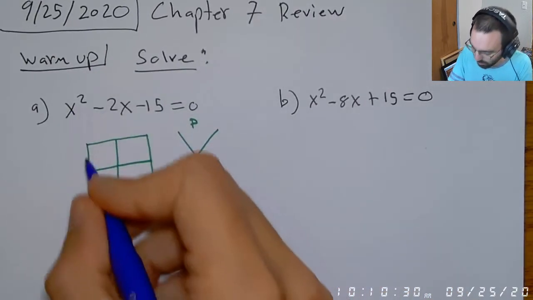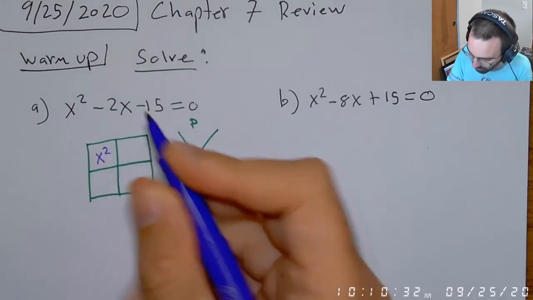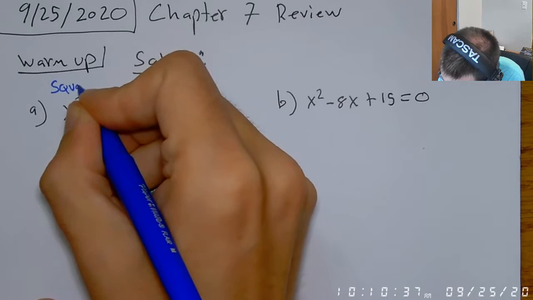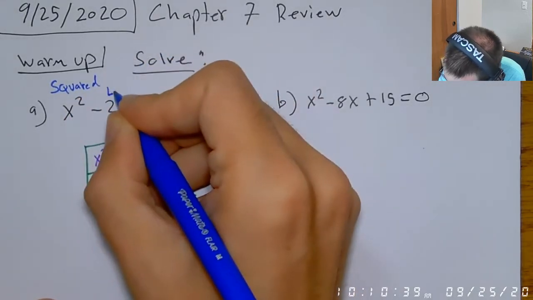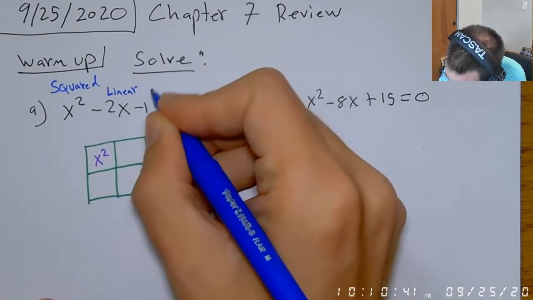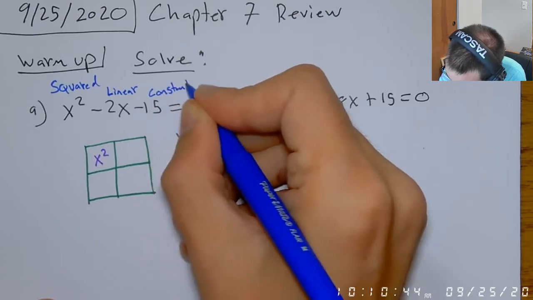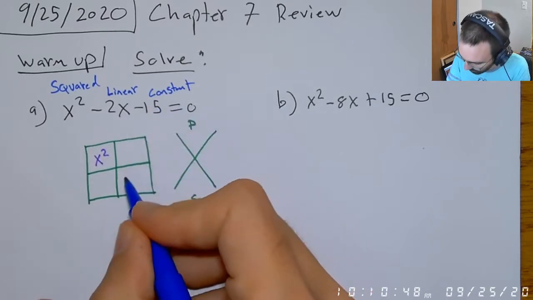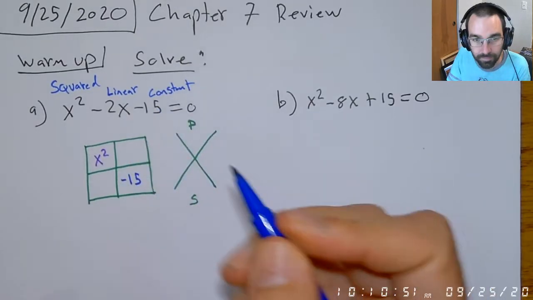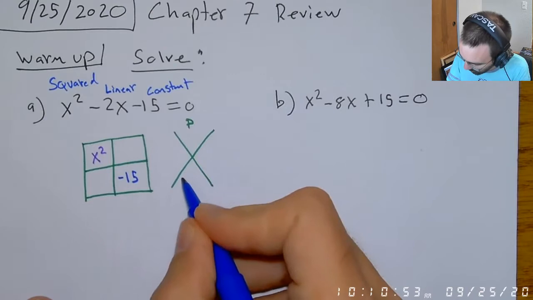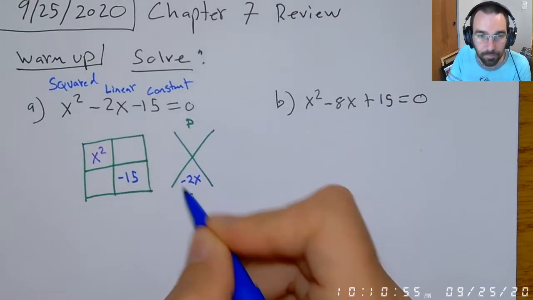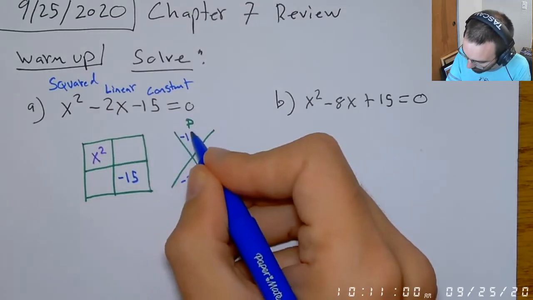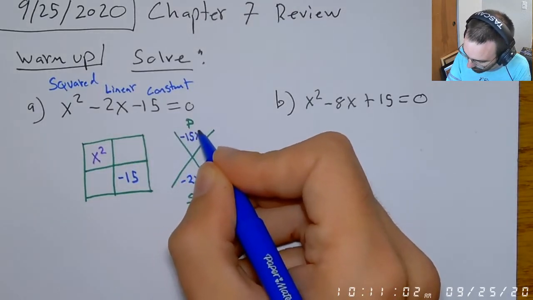So if I have x squared, I'm going to go here and have my squared term here. So if you guys don't remember, this is called the squared term, this is the linear term, and this is the constant. Okay, so I'm going to put the squared term here, I'm going to put the constant term down here, and then the linear term goes down here as the sum. So for the product, we're going to multiply these two together. So I'm going to have negative 15 x squared.